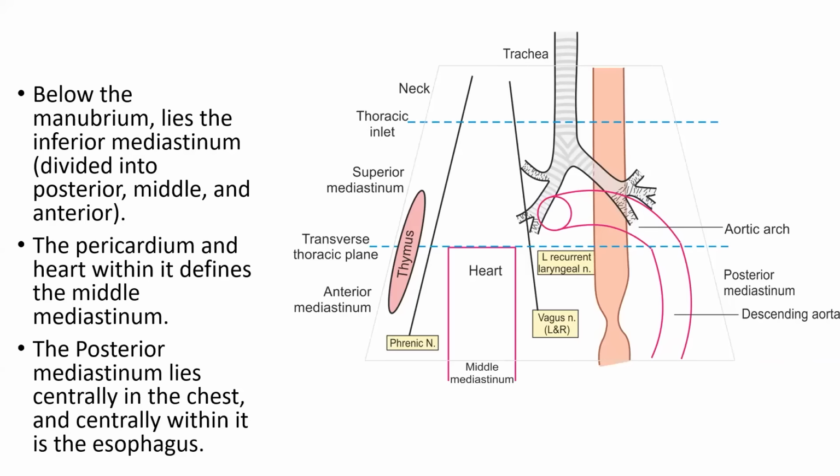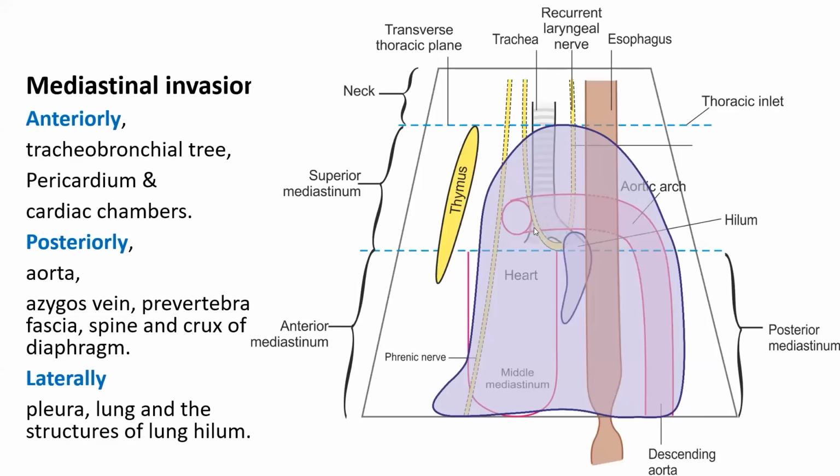And here, again, I have shown a simple diagram of the superior mediastinum, middle mediastinum, and the inferior mediastinum. And what are we seeing? Because we are looking from the esophagus, all these structures are being seen. So mediastinal invasion is anteriorly into the tracheobronchial tree, pericardium, and cardiac chambers, posteriorly to the aorta, azygos vein, prevertebral fascia, spine, crux of diaphragm, and laterally pleura, lung, and the structures of the lung hilum. So this is the mediastinal invasion.